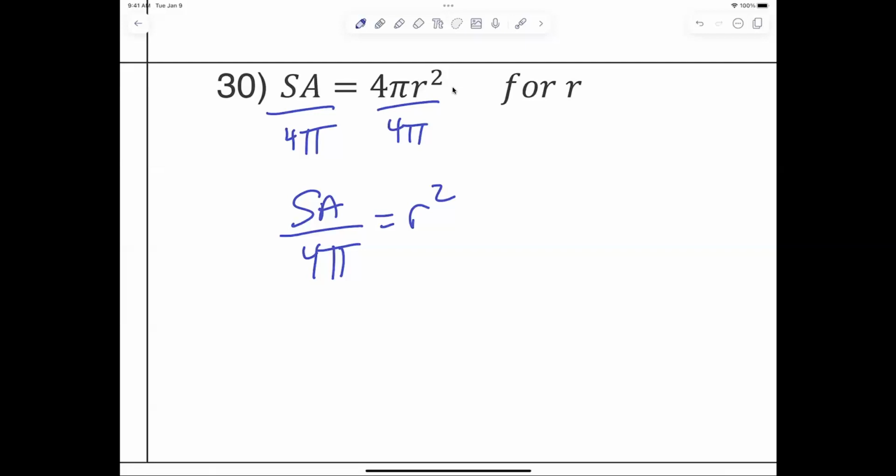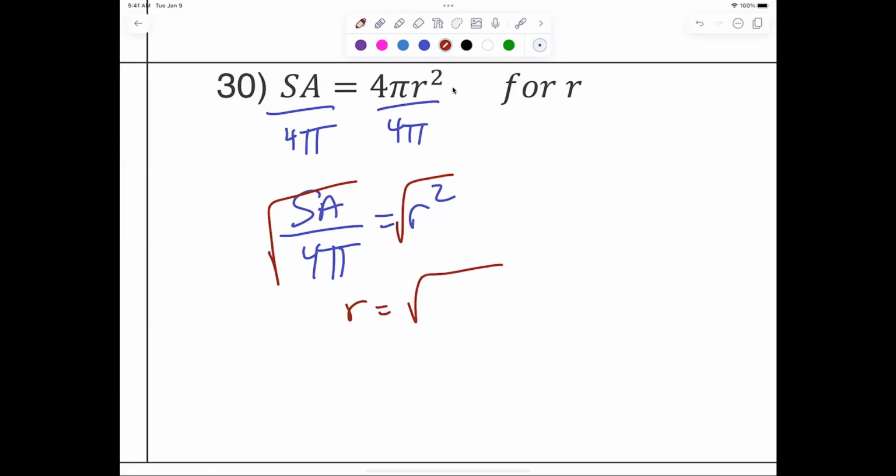Addition and subtraction are inverse functions. Multiplication and division are inverse functions. Squares and square roots are inverse functions. So we're going to take the square root of both sides here. So r is equal to the square root of SA divided by 4 pi. The reason why I had you look at your calculators is because if you ever forget, functions are coordinated in groups of inverses.